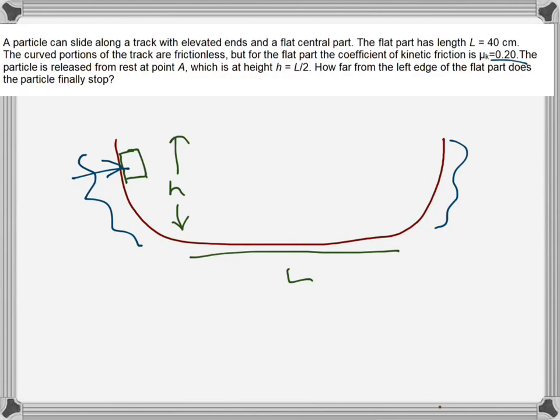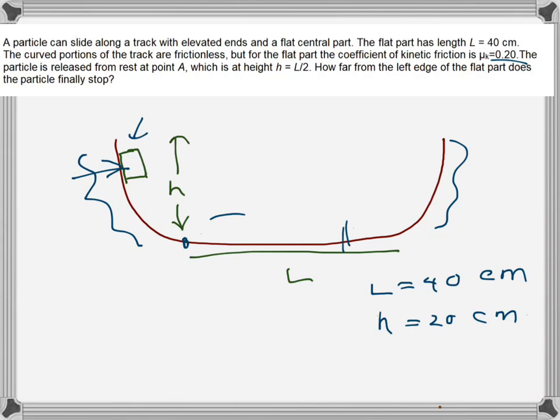So that's there, and the dimension is given. L is equal to 40 centimeters, and H is L over 2, so H is basically 20 centimeters. We need to find, once this object starts sliding down from here, where it stops, how far away from the left edge, that is from here, so at what point it stops.